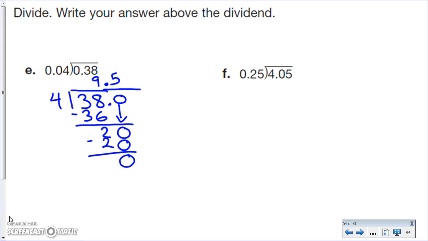For F, we have 25 hundredths going into 4 and 5 hundredths. So we're going to rewrite the problem first so that the 25 hundredths is a whole number. So we're going to move the decimal 2 places to the right in both numbers. Right, now we can divide. 25 is going to go into 40 once.